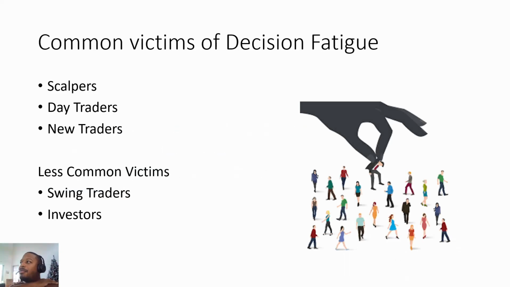And now, some of the common victims of decision fatigue, of course, it's all of us. But like I said earlier, it's some more than most. Okay? Now, pretty much from top to bottom, these are the ones who are impacted most. Scalpers. Scalpers got to get in and out of trades very, very quickly. That is why I say scalping is the hardest thing to do when it comes to trading, because you're in and out of the stock in seconds, if not minutes, vice versa.